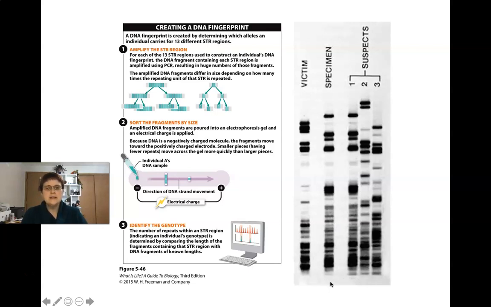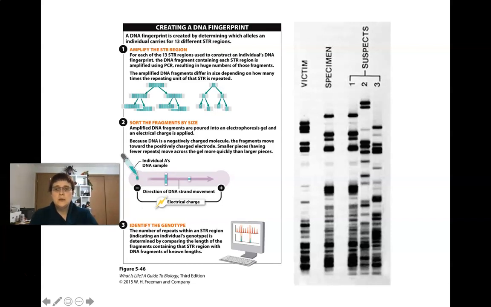This will tell us that this suspect is very, very, very likely, and they can figure out the percentage, and that's why it says it was a 97% match or something like that, that suspect 1 was the perpetrator in this case, if it's a criminal type trial.